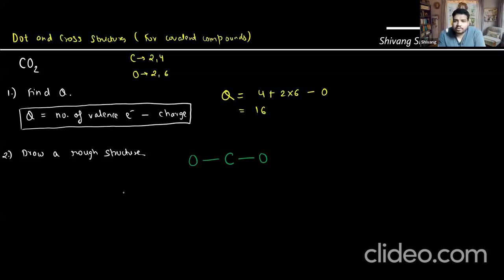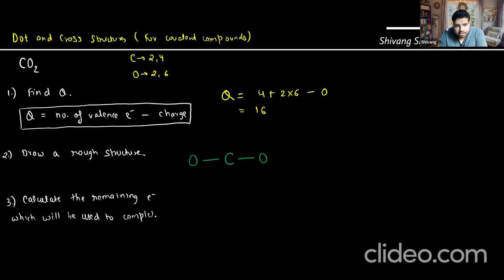Now, after we have drawn the rough structure, number 3, calculate the remaining electrons which will be used to complete the shells of all atoms. Okay, so we have to calculate the remaining electrons. What are these remaining electrons?